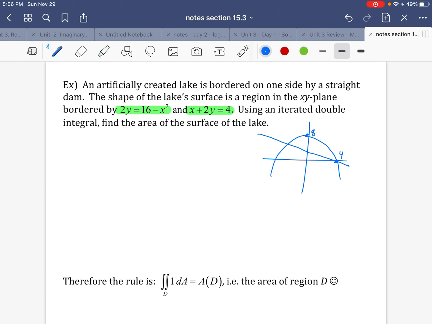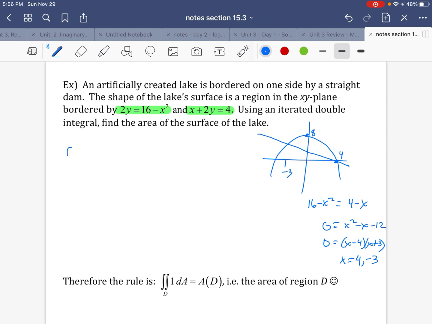But I do need to see where these things meet up. So they're both easily solvable for 2y. So then I would get 16 minus x squared equals 4 minus x. So I'm going to bring my x over to the right side. So I have x squared minus x minus 12. So when you factor that, you get x minus 4 and x plus 3. So these things meet up when x equals 4 and negative 3, which we already saw they meet up at 4. This other place is negative 3.